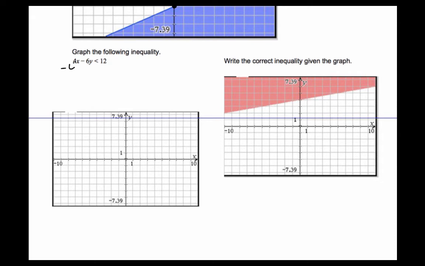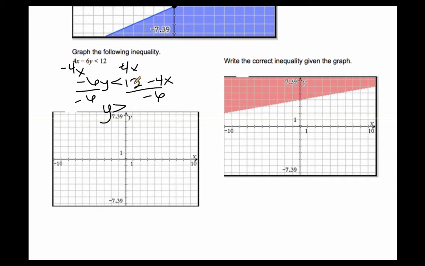All right, so I'm going to subtract 4x from both sides. So negative 6y is less than 12 minus 4x. Now I need to divide by negative 6. Remember, we learned what happens when we multiply or divide by a negative. We have to flip our inequality symbol. So now this is greater than.